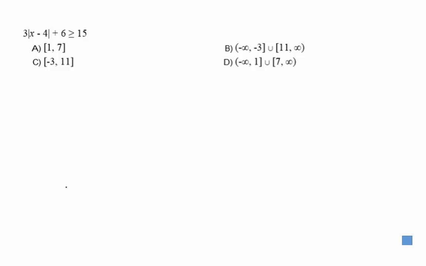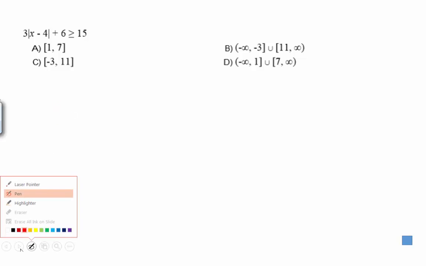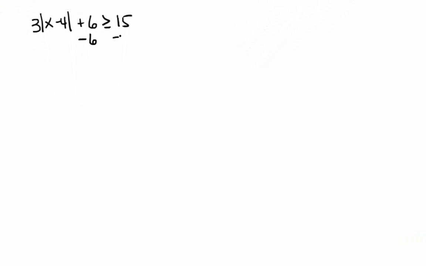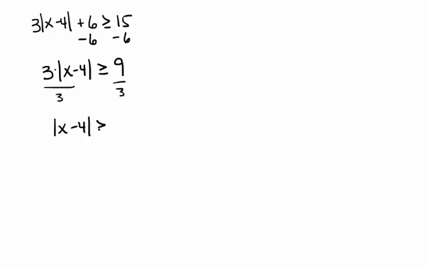You want to isolate the absolute value. Okay, so let's take a look. We have to isolate the absolute value first, so I'm going to subtract 6 from both sides. So we have 3 times the absolute value of x minus 4 plus 6 is greater than or equal to 15. Subtracting the 6, we have 3 times absolute value of x minus 4 is greater than or equal to 9. Now, what's the operation between here? It's multiply. So we have to divide by 3 on both sides. So we're going to have absolute value of x minus 4 is greater than or equal to 3.